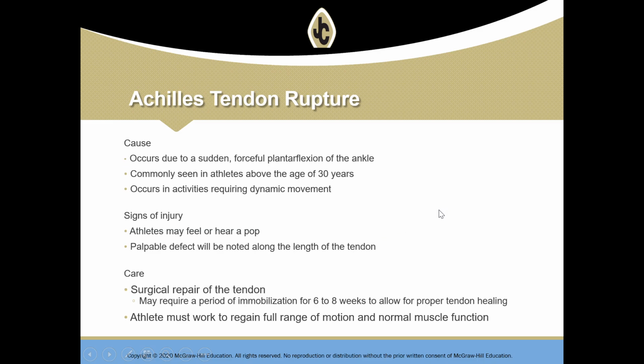Achilles tendon rupture: we already talked about the Thompson test to help us find out if this has occurred. It occurs due to a sudden forceful plantar flexion injury, not commonly seen in athletes under the age of 30, usually over the age of 30. It occurs in activities requiring dynamic movement. Signs of the injury: the athlete may feel or hear a pop. They may also say, hey, it feels like somebody just whacked me in the back of the leg with something. And then you also have a palpable defect where you even have a lump in the calf area because that's ruptured and rolled right up into the calf.